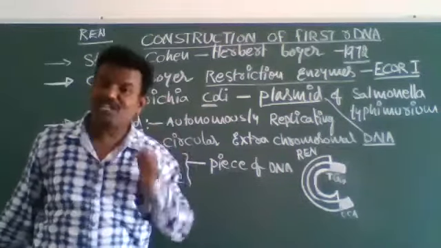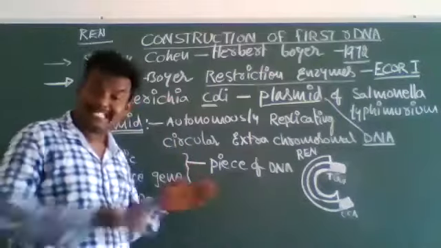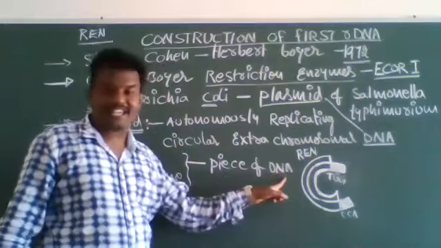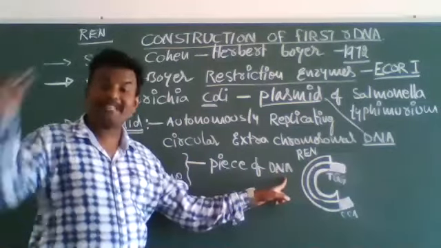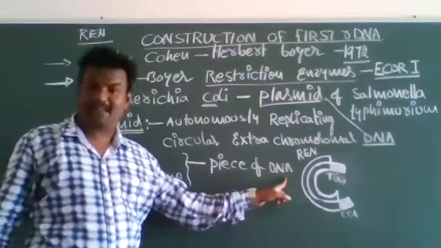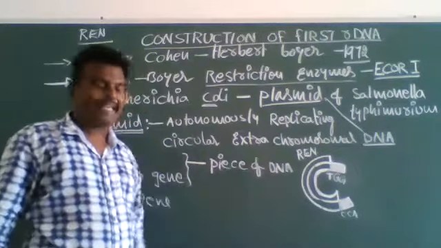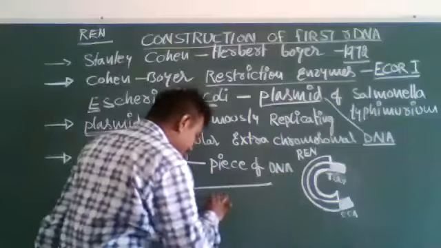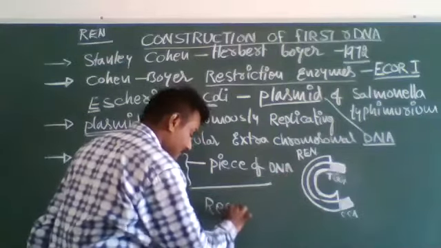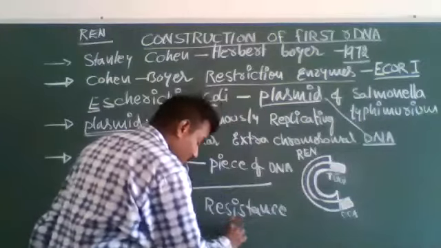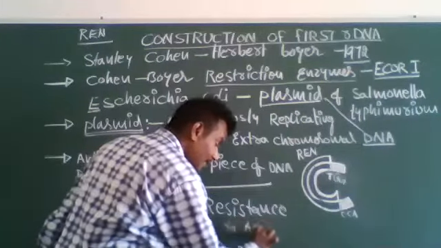The antibiotic resistance gene is isolated, separated, by cutting out a piece of DNA from that specific plant, animal or microbe. That DNA had resistance to the antibiotics.